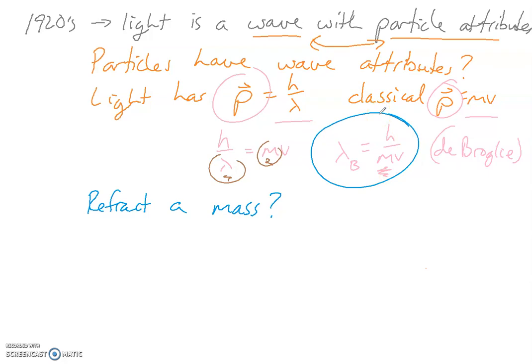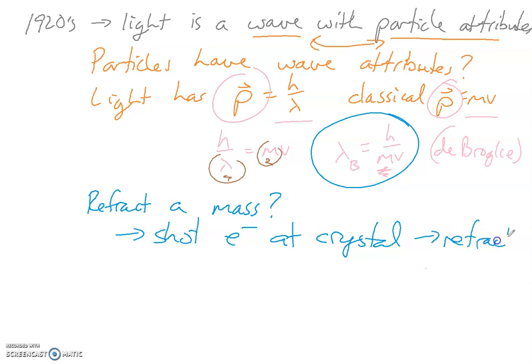So they wanted to test this, and this was actually done by a guy named Thomson. He's actually the son of J.J. Thomson, who actually proved that the electron had mass and charge. What he did is they actually shot electrons at a crystal, because they wanted to see if they would actually refract, okay, which is really kind of cool.